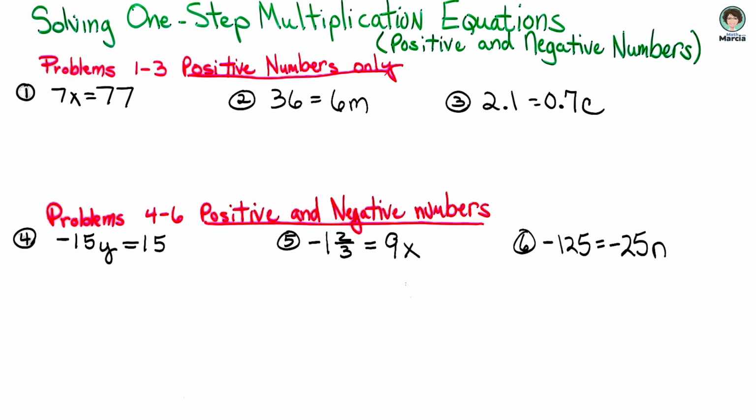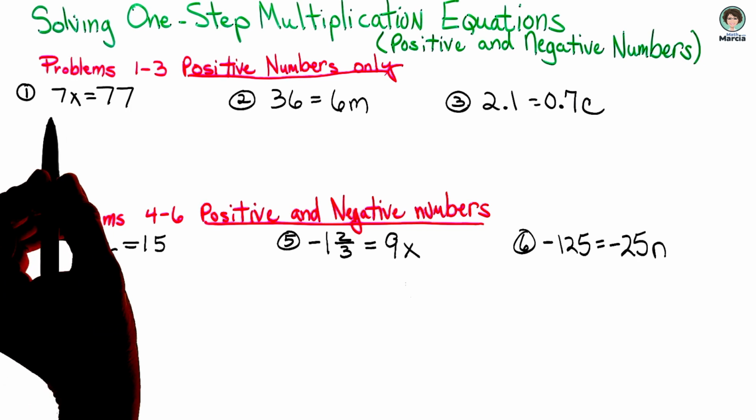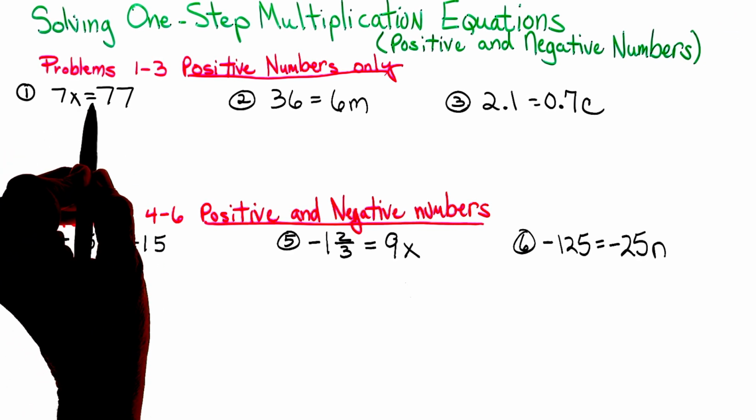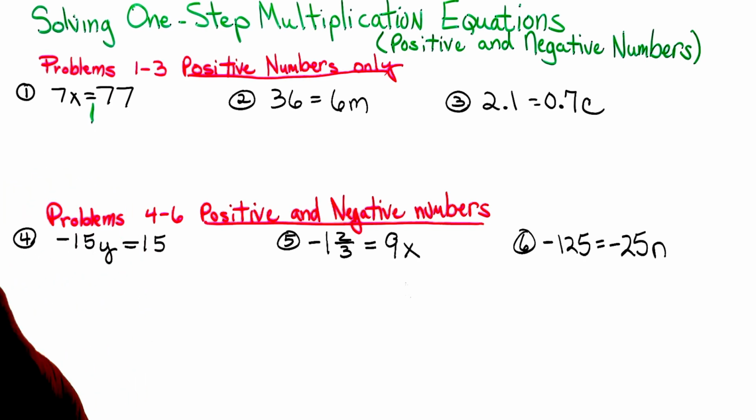Okay, well, we should know by now that when we're solving a one-step equation, our goal is to get the variable by itself. So for number 1, we have 7x equals 77. I like to draw a little line here so you remember whatever you do to one side of the equation, you must do to the other.